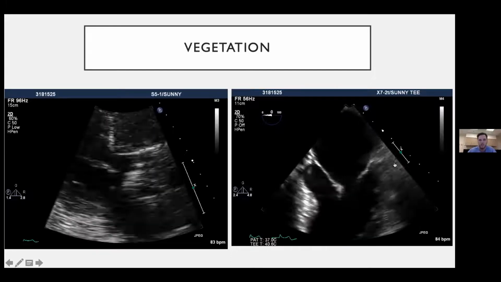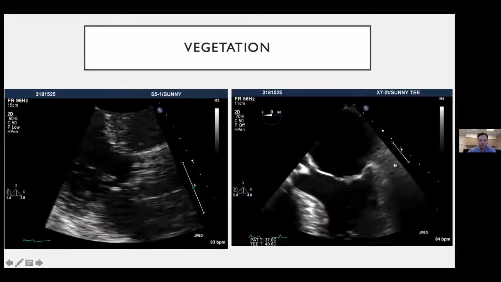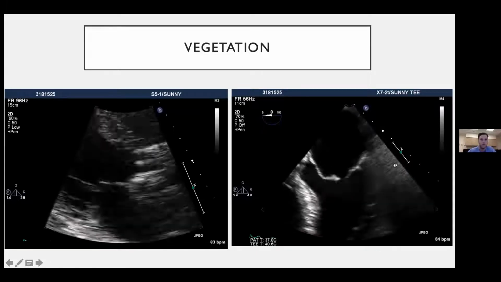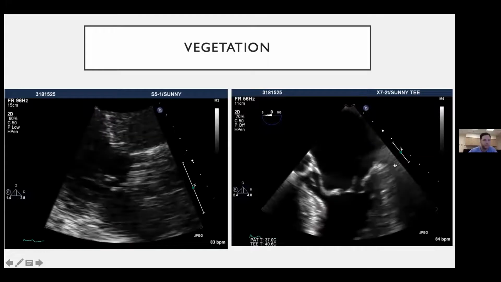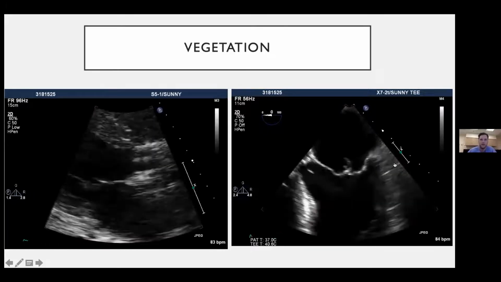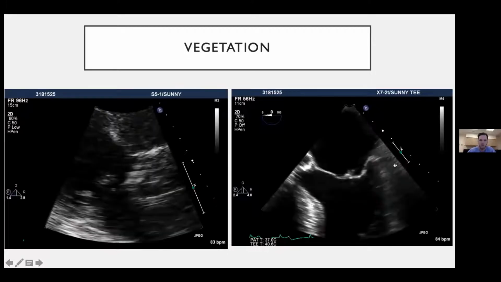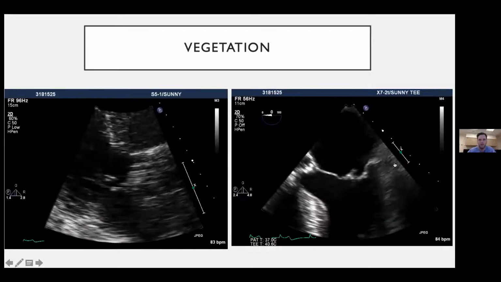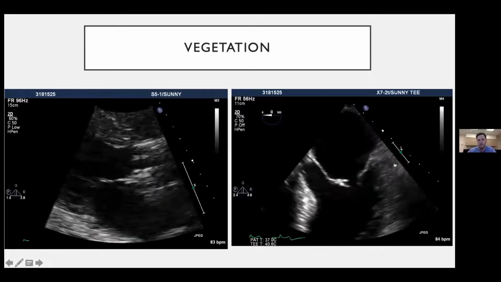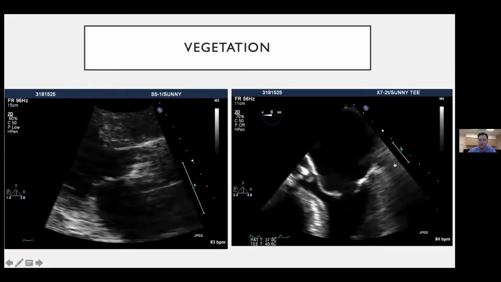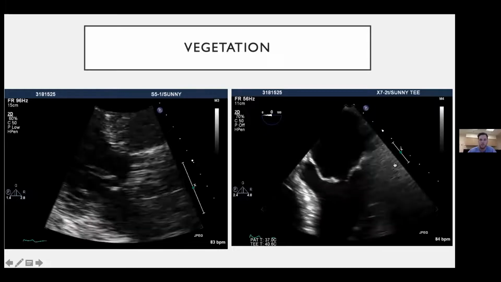They also tend to stick to the low pressure side of valves, which is also the side of the valve that sees more blood flow. So this is an example here of transthoracic images of an aortic valve and a mitral valve on the left. And you see maybe a possible vegetation on the mitral valve, but it's not clear. So this patient had Staph aureus bacteremia and had multiple embolic events. And so clinical suspicion of endocarditis was quite high.